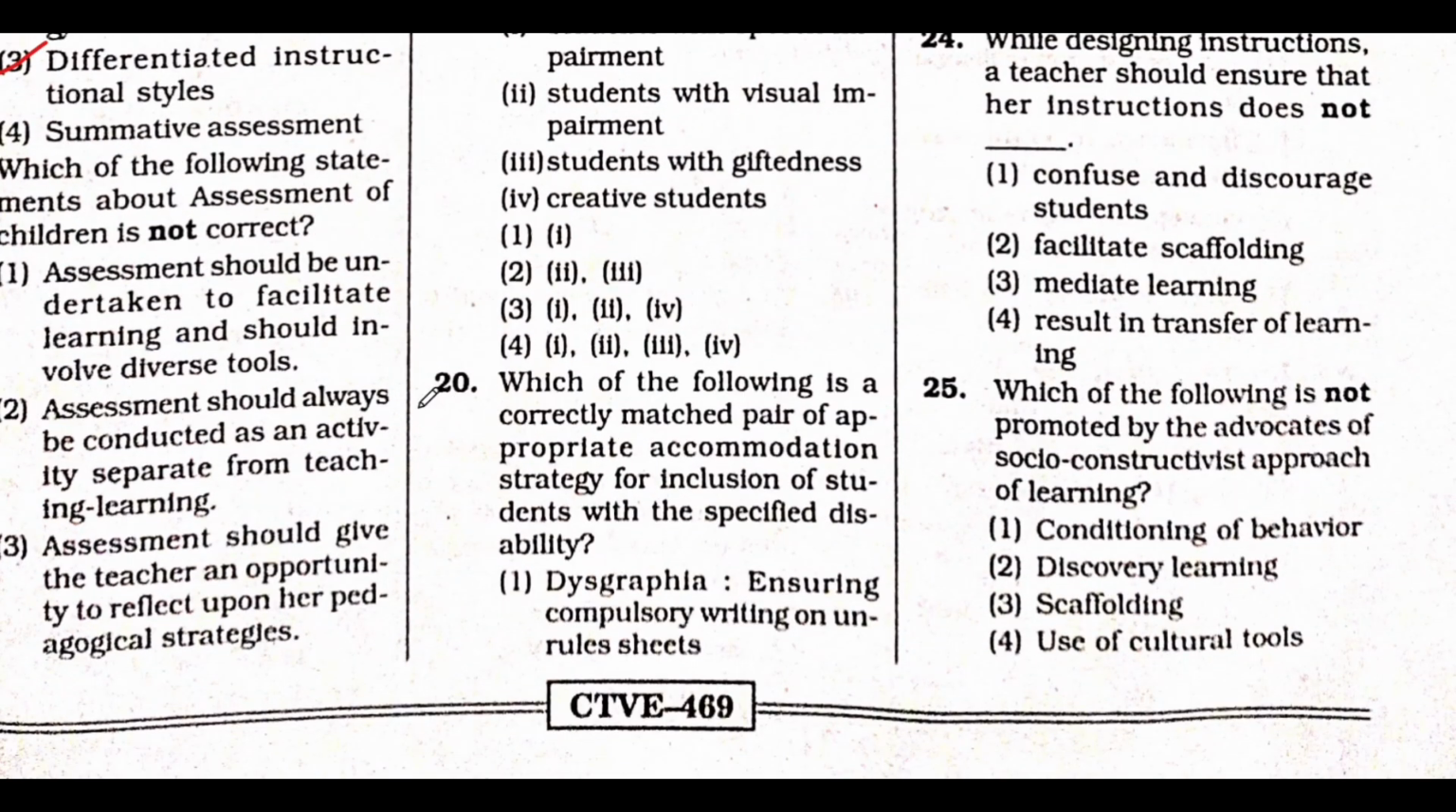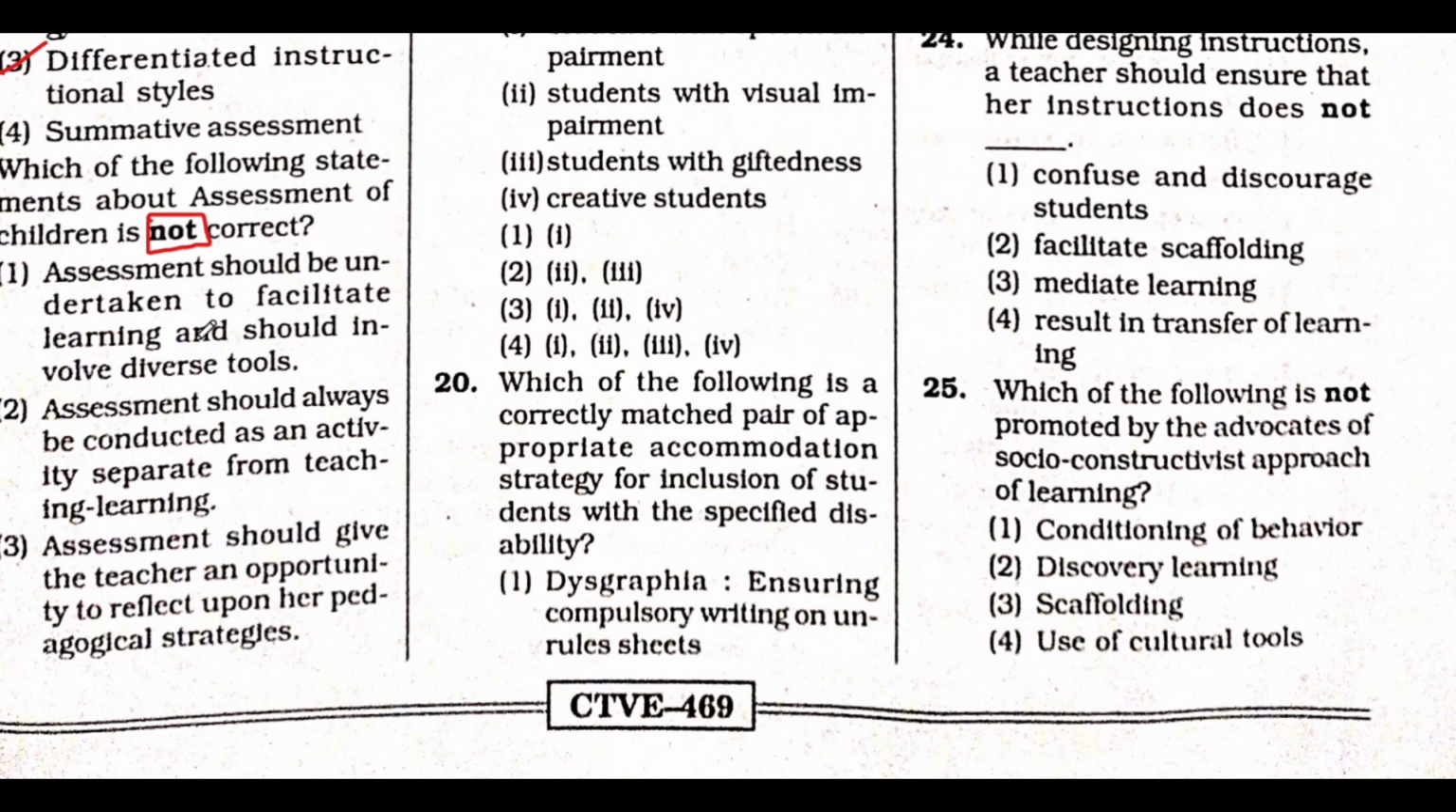Question number 15. Which of the following statements about assessment of children is not correct? Again, you see a negative word here, which means all 4 will be correct except one which will be wrong. I mean, what are they asking, which of the following statements about assessment of children is not correct? So 1 will be wrong, another 3 will be correct here.